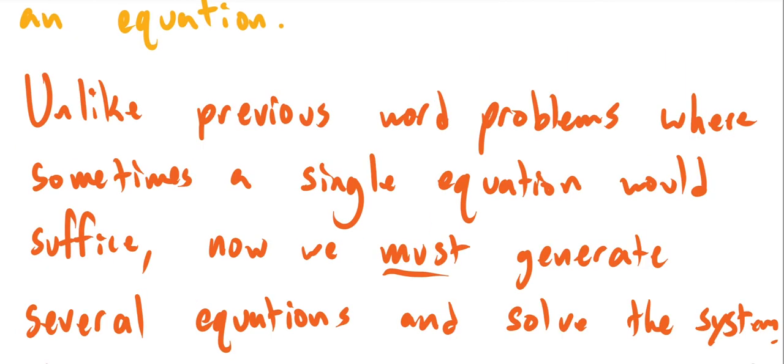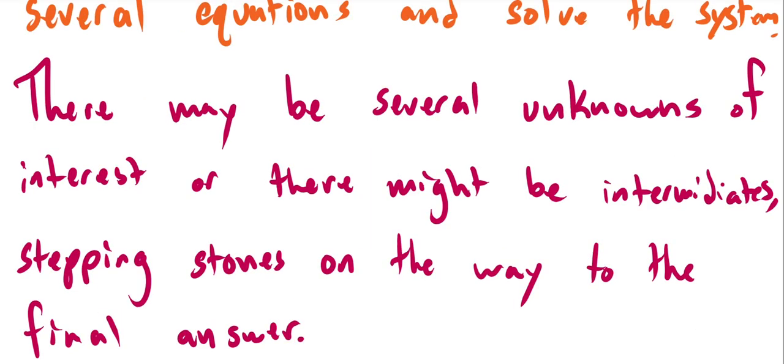Now, unlike previous word problems, where sometimes all you really needed to extract is a single equation, now we need to think of all the different facts and take them together into several equations and then solve that system. There may be several unknowns that you need to find, several answers that they're looking for, or there might be intermediate answers, which are stepping stones on the way to getting some single final answer. It'll vary from problem to problem.